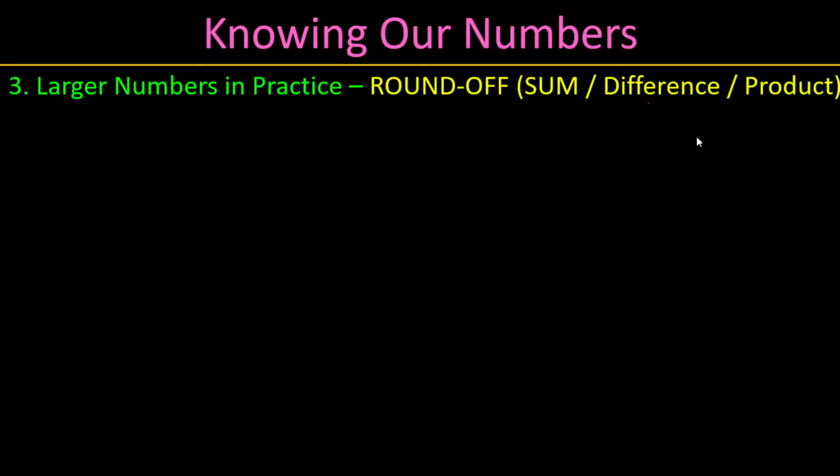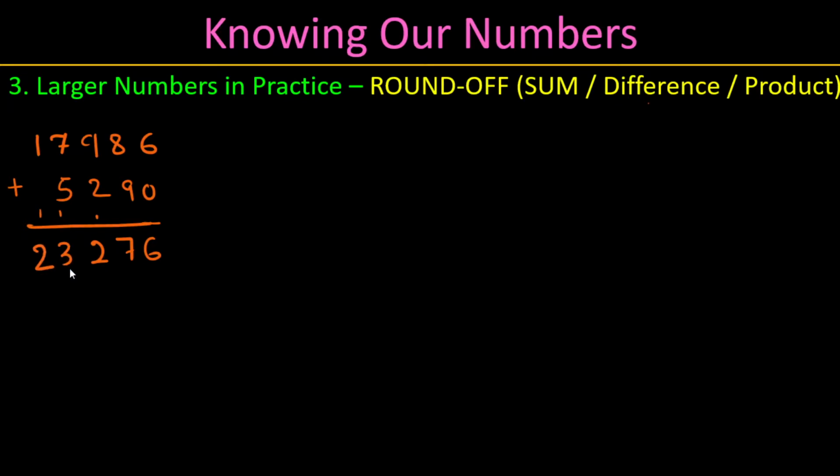We'll take a number, 17,986 plus 5,290. Let's do the real calculation. 6, and this is 17, 1, 12. This is 6, 13 and 23. So 23,276. This is the exact value of the sum.